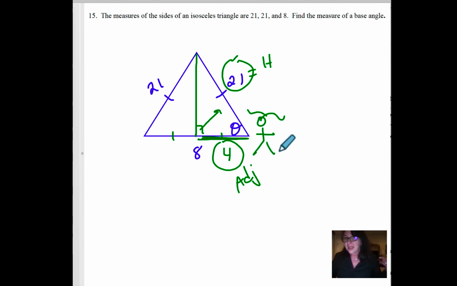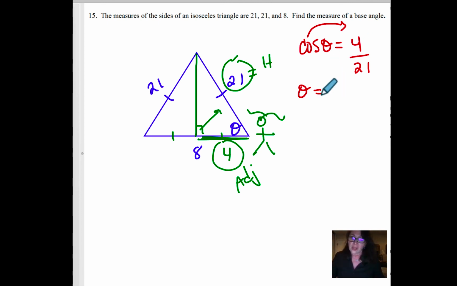So what uses the adjacent side and the hypotenuse? Well, cosine. And so we're going to say cosine of the angle is equal to the adjacent side over the hypotenuse. Now, your job is to solve for theta, the angle. And in order to find the angle, you need to take this cosine and move it to the other side of the equation. That act of moving it over is the inverse, but we actually call it arc cosine. You say the whole word even though you're writing 3 letters. So we're going to say arc cosine of 4 over 21.